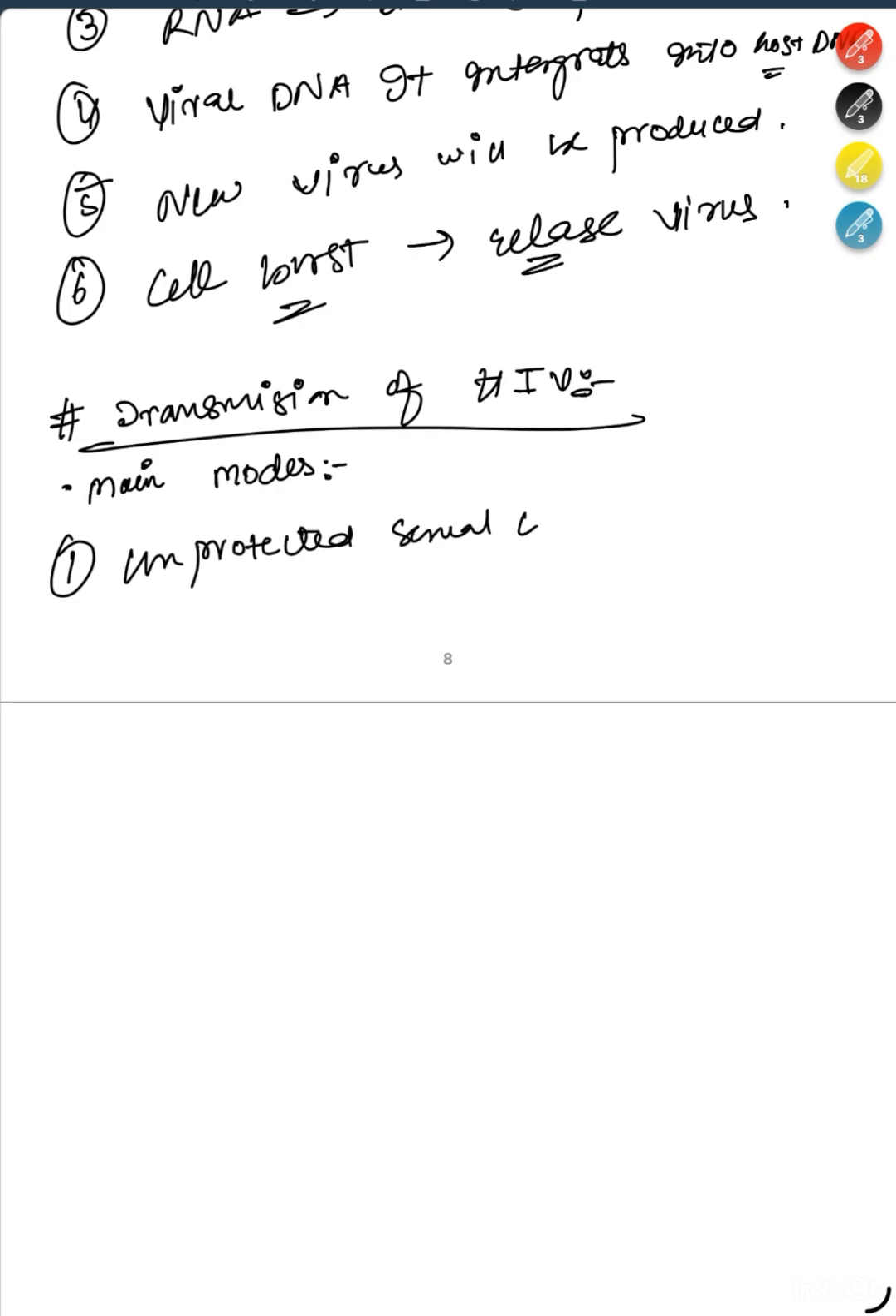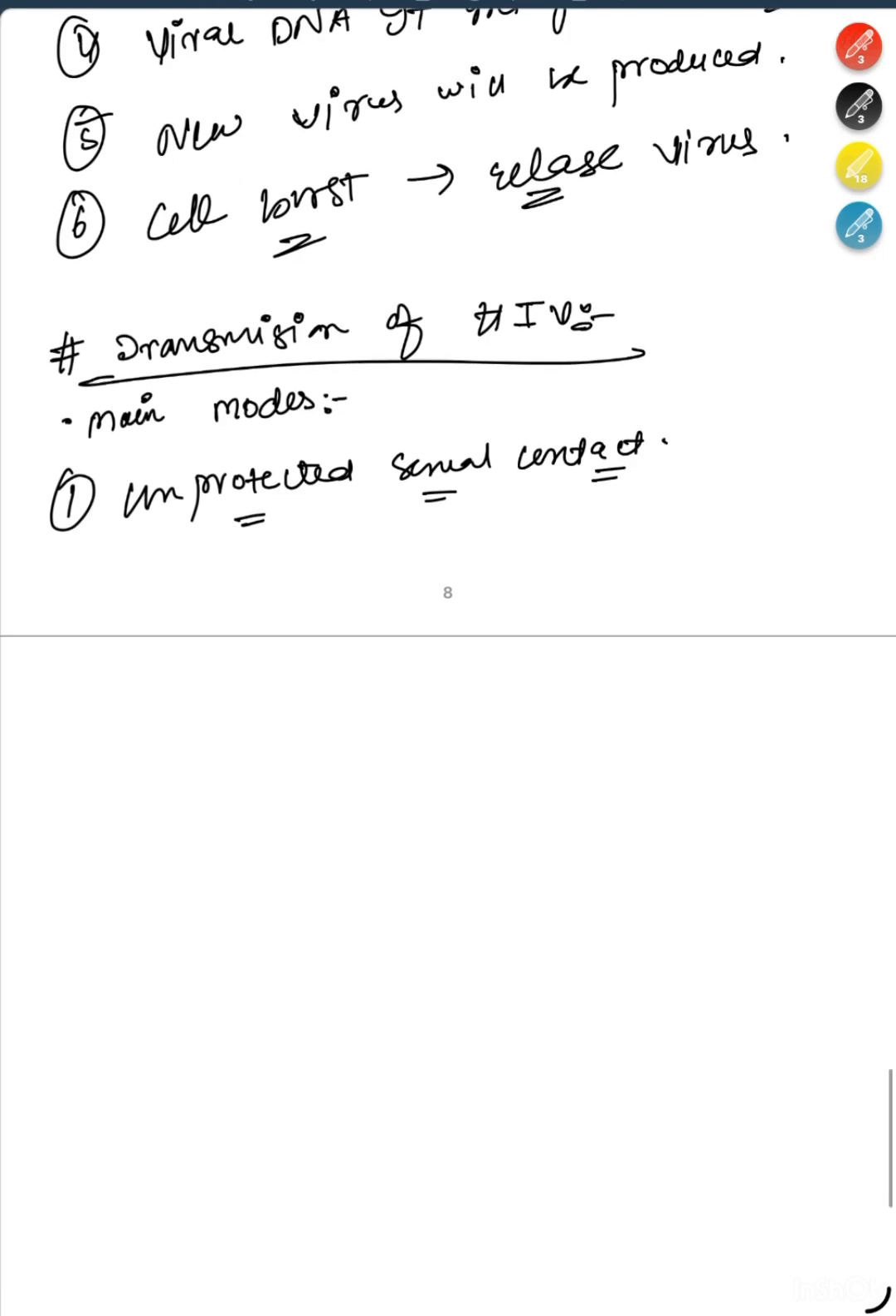unprotected sexual contact. If a male or a female is suffering from HIV and maintained sexual intercourse with a healthy individual, if they had unprotected sex, that means they did it without using protection or condoms, what will happen? This virus will infect the healthy one also. It's fine. So this is the first cause.